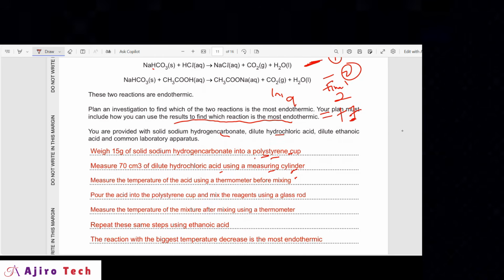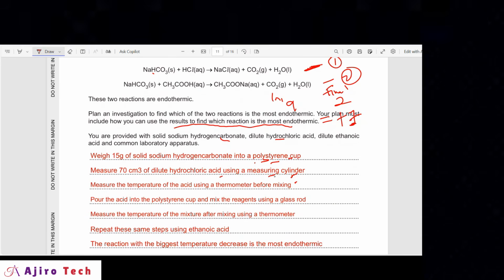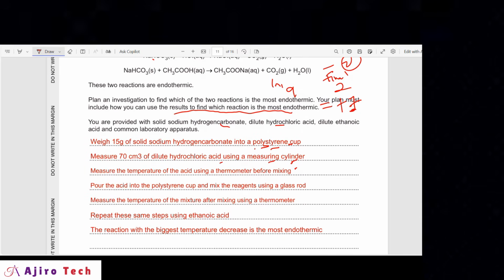And then my next step will be to pour the acid I have measured into the polystyrene cup and mix the reagents using a glass rod. All right, after I've taken the temperature and documented it somewhere, I'll mix them together and stir the mixture using a glass rod to ensure that they mix properly. Then, after the reaction has mixed properly, I would measure the temperature of the mixture. So I'll take the temperature again after mixing using a thermometer. All right. So these are the steps I'll take for the first reaction.